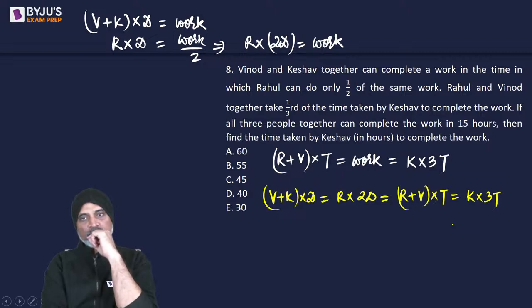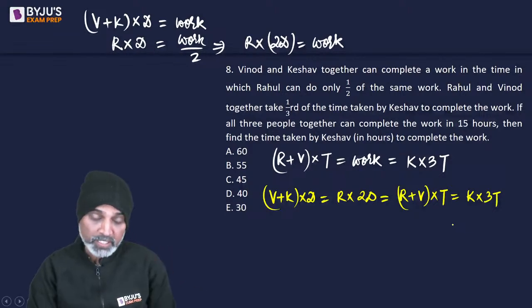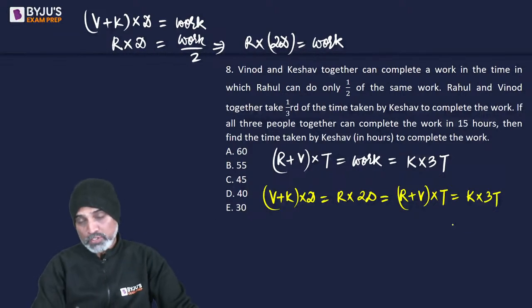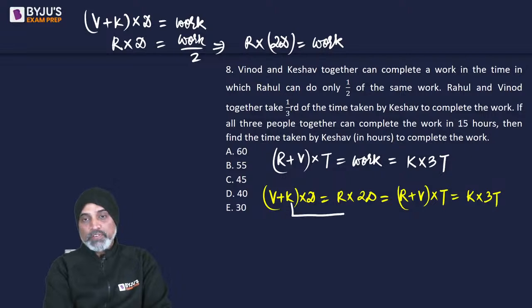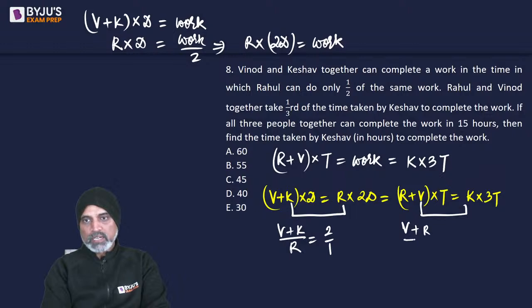Then find the time taken by Keshav to complete the work. So this is what I am going to do, which I think would be the easiest. It's of course a little lengthy again. If I take the ratio of these two, I'll get V plus K upon R is equal to 2 by 1. And if I take the ratio of these two, I'll get V plus R upon K is equal to 3 by 1.